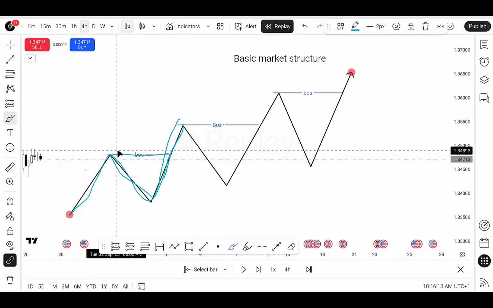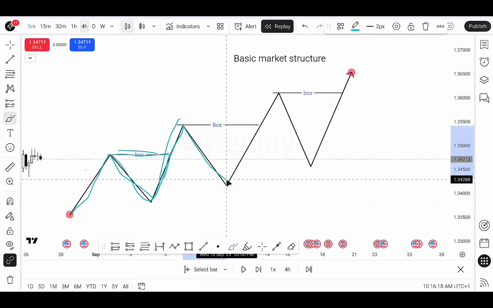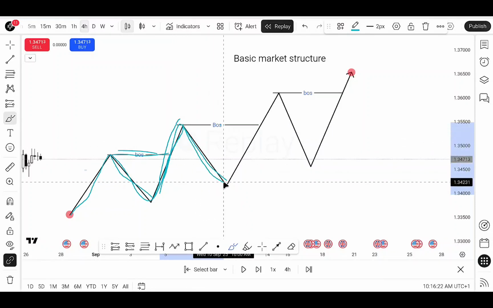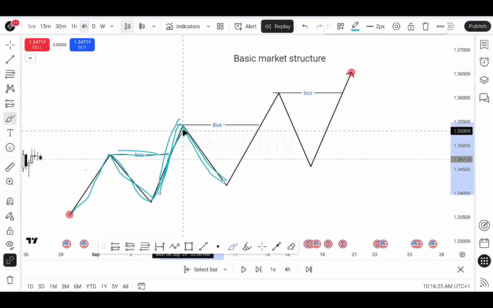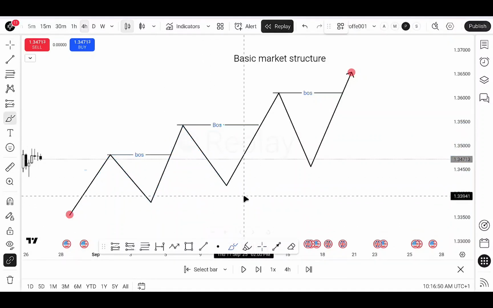After this expansion, what do you expect next? You expect a pullback. After the expansion, you expect a pullback. And here is the pullback we have gotten. Immediately you start getting this pullback, immediately it gets to somewhere around here, you kindly mark out your what?